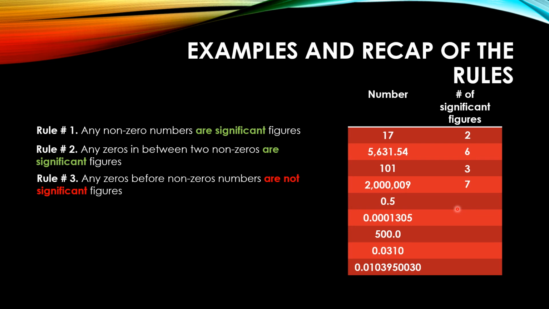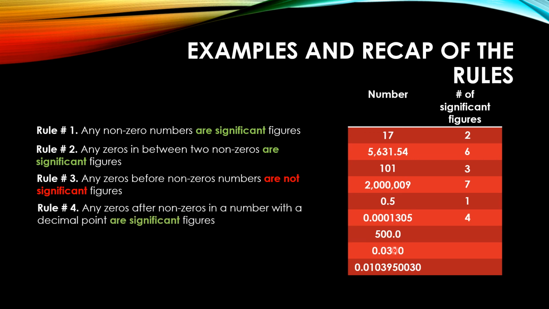Rule number 3: any zeros before non-zero numbers are not significant digits. It means that 0.5 has only one significant digit, as the zero is only a placeholder. And in the next example we have 0.00013505. In this example, these three zeros are also placeholders. We will not consider them significant, so the total number of significant figures in this value is 5.